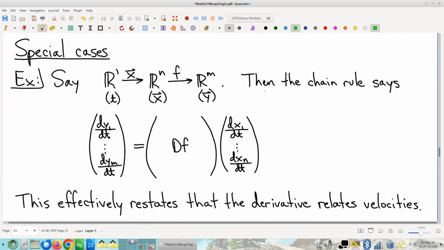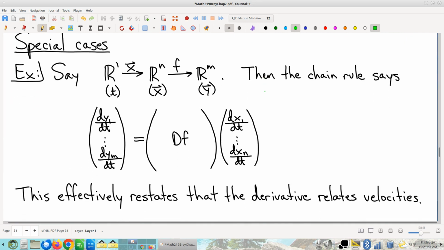Okay, so let's think about this first special case. Keep in mind we have a composition of two functions, so there are really three different spaces. I'm going to refer to these as the original inputs, and in this case the original input is one-dimensional. It turns out something really nice happens there. A couple of nice things in particular.